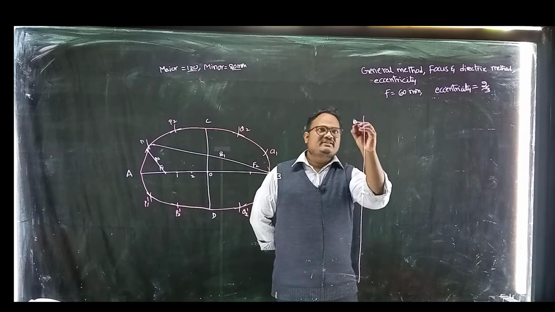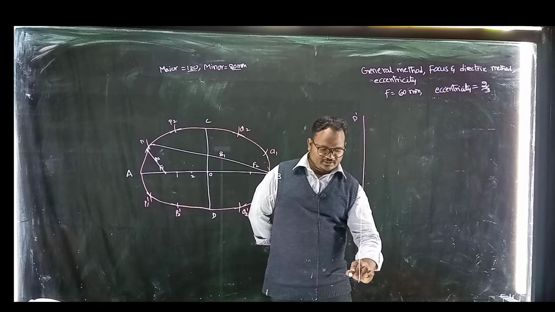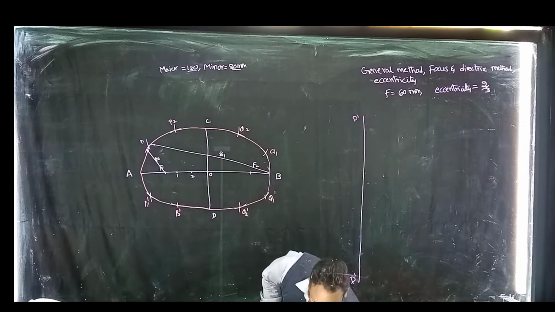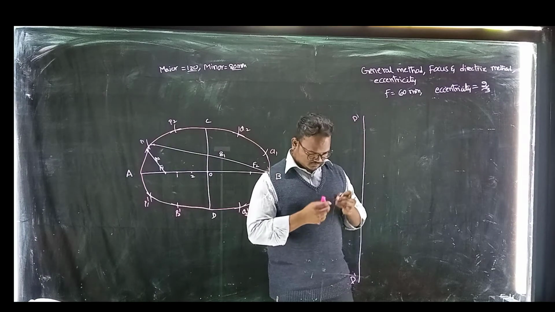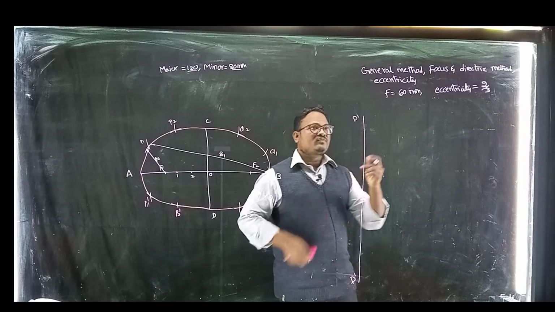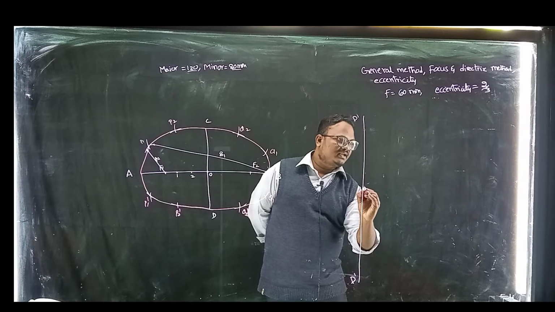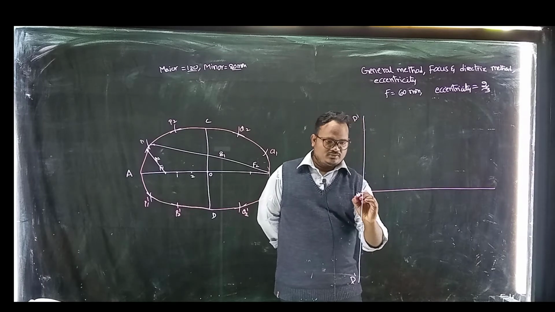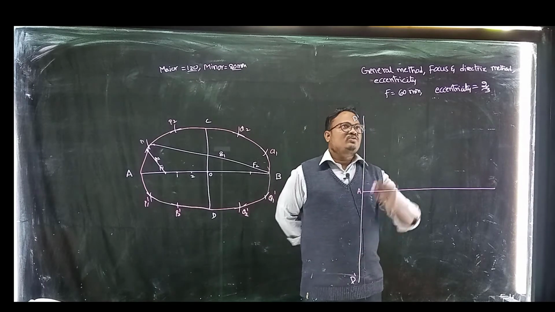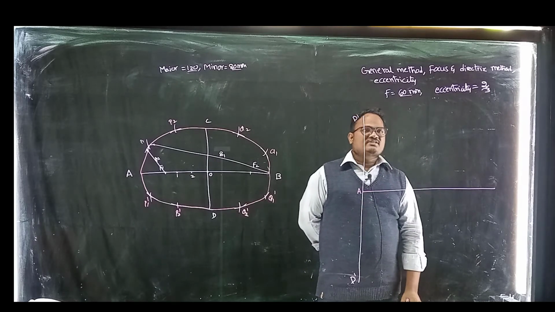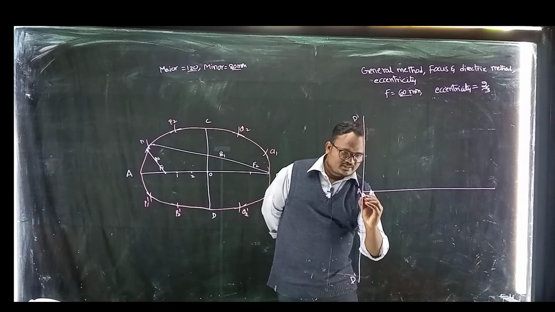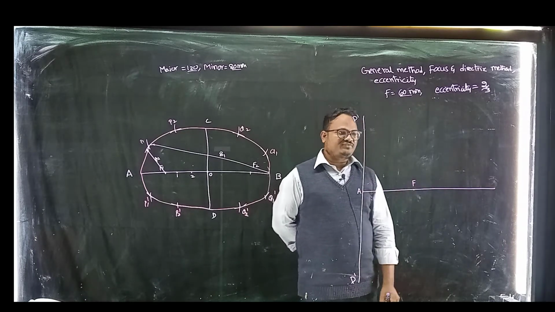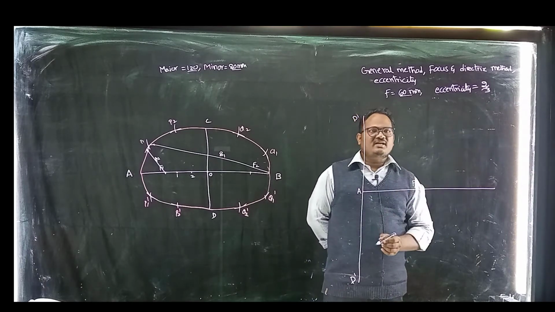Somewhere this is D1, otherwise D dash. Somewhere draw one horizontal line. This is called the axis line. This is point A. Now considering the focus as a fixed point, what is the focus here? 60 mm. Consider here to here 60 mm. That is focus F.